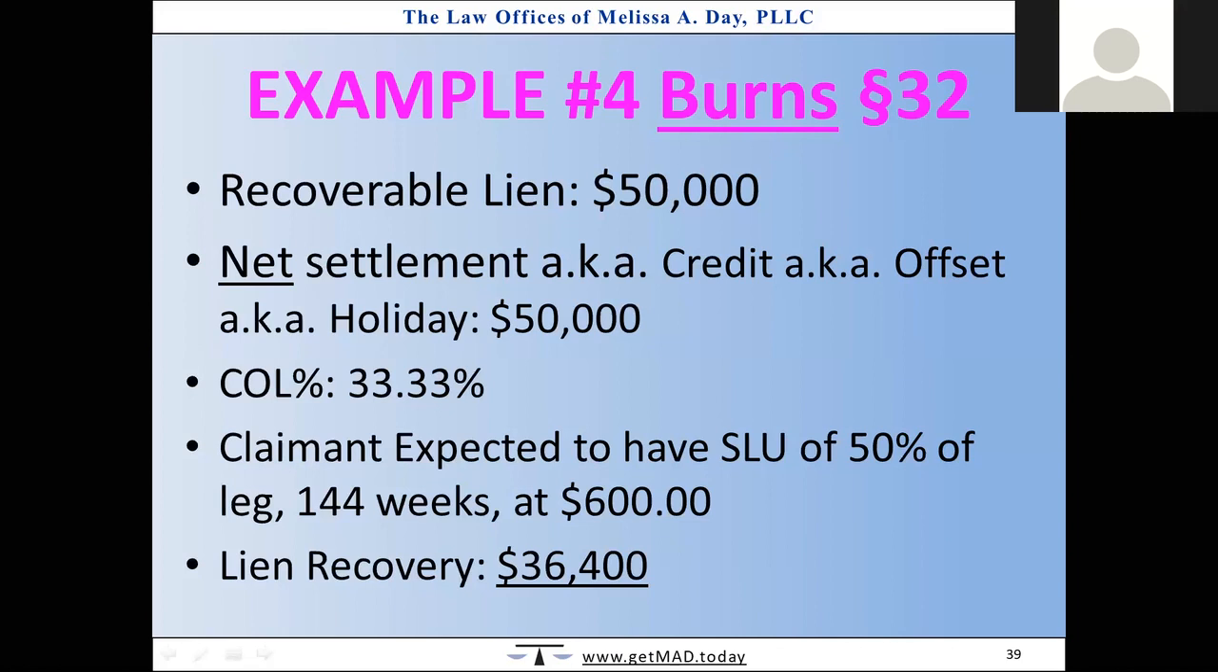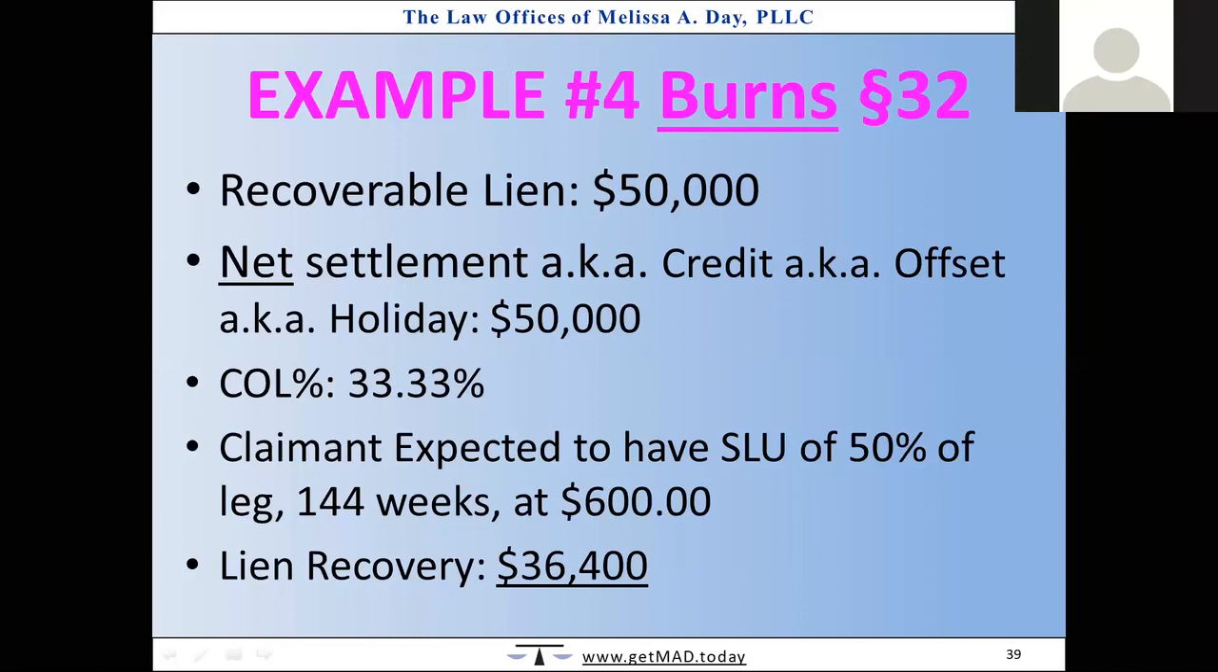Right. Correct? And in this example, I've included as facts not only that you have a recoverable lien of $50,000, but that the claimant also pocketed $50,000. So in addition to your lien of $50,000, you also have a credit into the future of $50,000, for a total available to you for payment against your future liability. A $50,000 credit and a $50,000 lien recovery, if the claimant would be willing to accept a lien reduction as part of an overall Section 32 agreement.